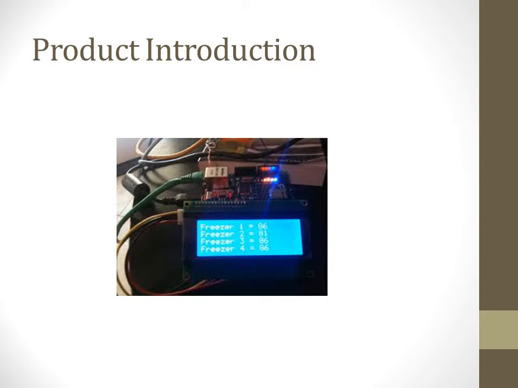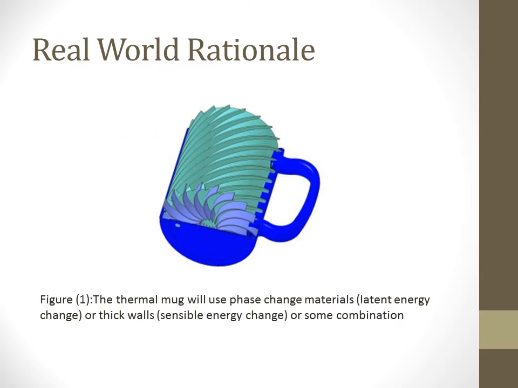What is it? It's a mug that will be able to hold liquid at a desirable temperature. Temperature sensors will read back accurate temperature on an LCD screen. The real-world rationale is to design an insanely good thermal mug, which means that when the consumer pours a beer or soda into the mug, it drops the temperature of the beverage down to about 0 degrees Celsius and keeps it there for a long time.